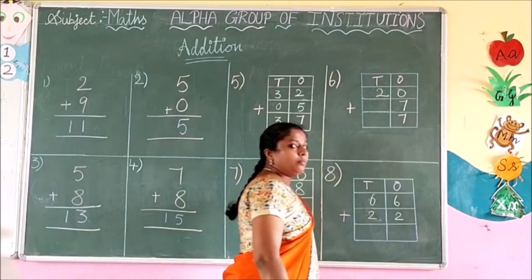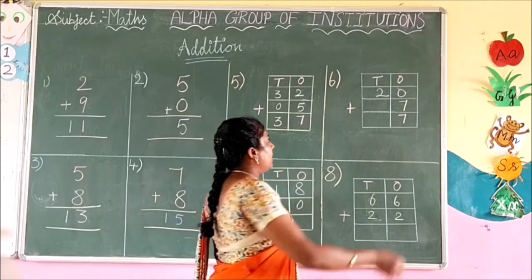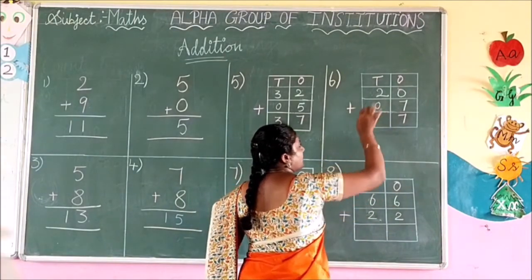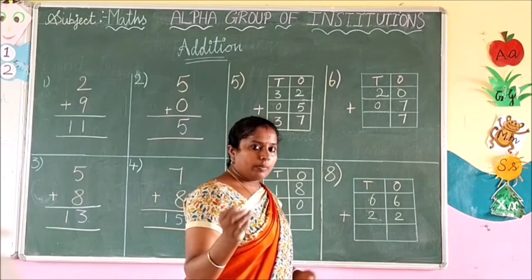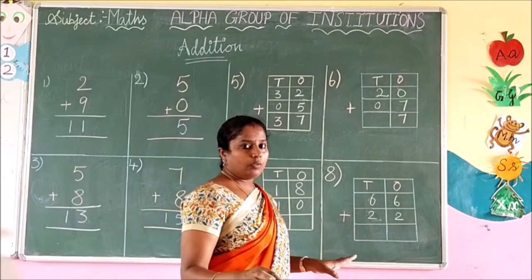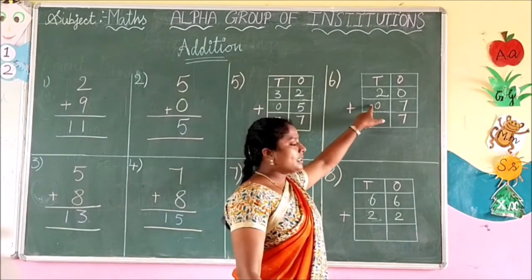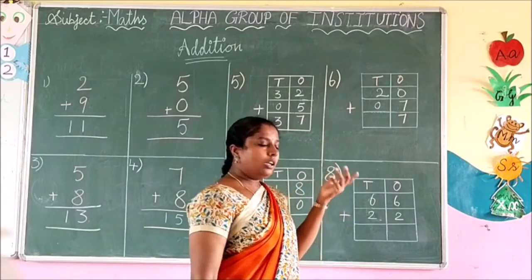Next, here there is no number, so we consider 0. There is nothing, so we can put 0. There is no number, so there is no value. 2 plus 0. 2 in the mind, 0 in the finger, 2.